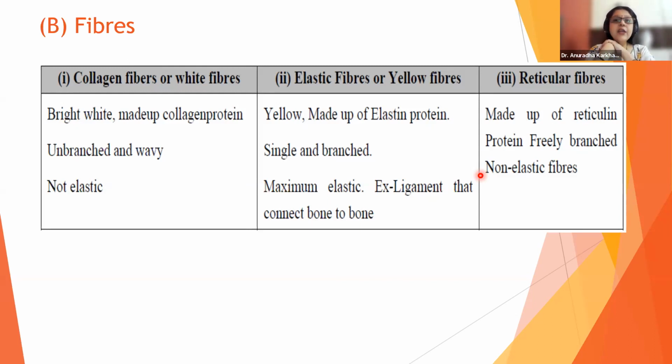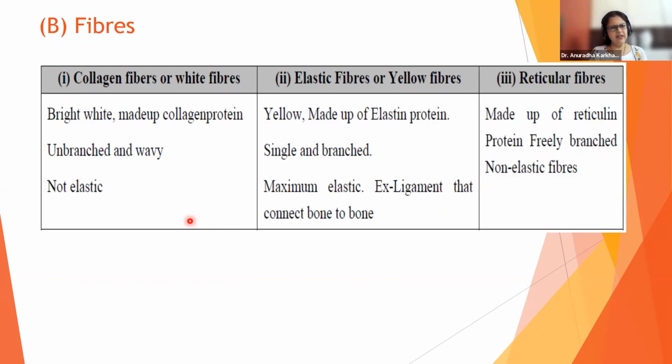Reticular fibers are made up of reticulin protein, freely branched but non-elastic. So see, reticular fibers share the properties of collagen and elastin. They are branched, which is the property of elastic fibers, but they are non-elastic, which is the property of collagen fibers. So different areas in our connective tissue would have collagen fibers for mechanical strength, elastic fibers for elasticity, and reticular fibers where elasticity is not required, but branching and support is required. So these are the 3 fibers.